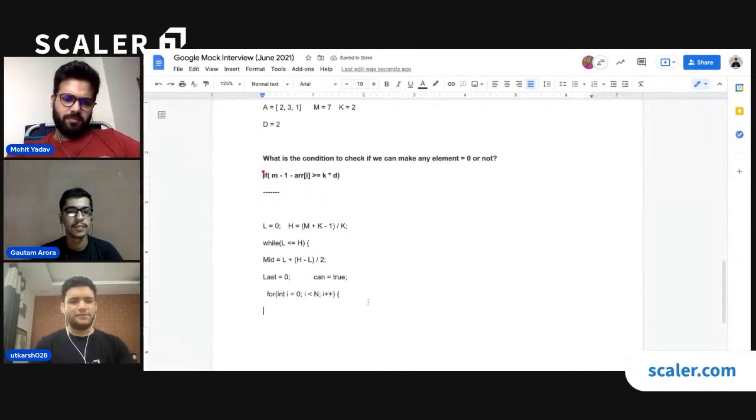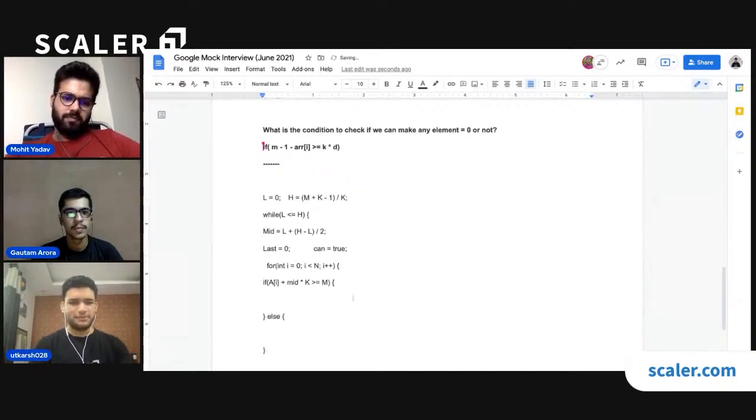Now we have to check whether we can make the current element equal to 0 or not. So if the current element a of i plus the number of operations we can do, which is mid multiplied by k, is greater than or equal to m, which is given in the input, then we can do it. Otherwise we cannot do it. So if we are able to do it, we'll just update a of i equal to 0 and we'll keep last equal to 0 only. So last will remain as it is because the next element also will try to make it equal to 0.